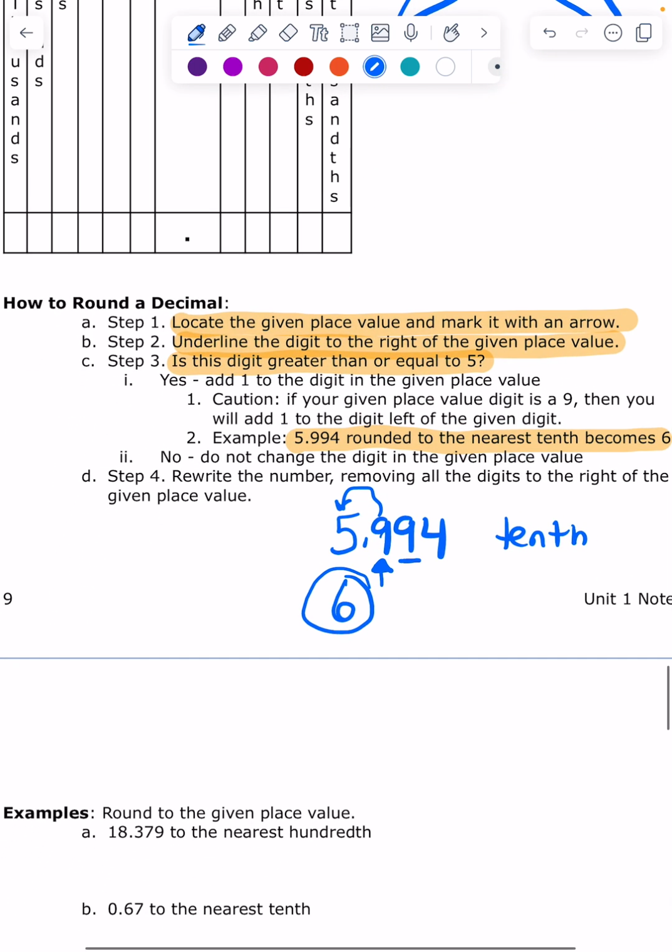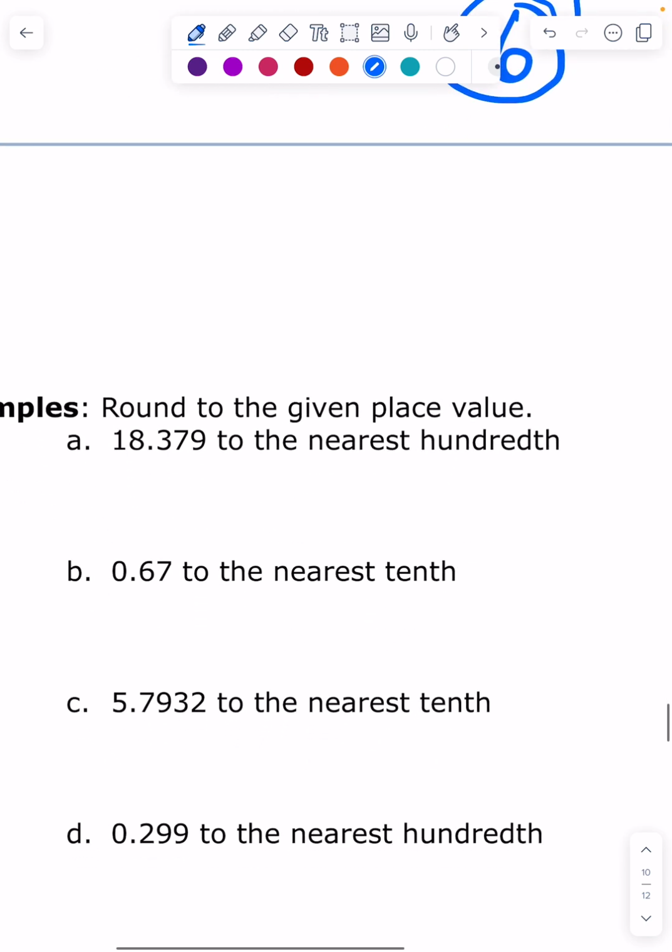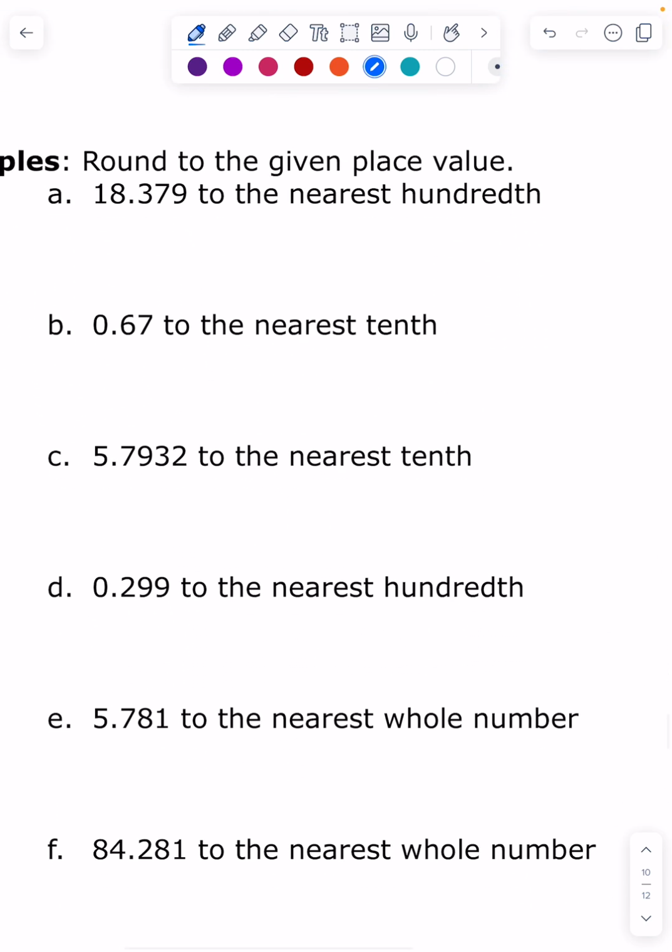But let's do some practice. Round to the given place value. A is 18.379 to the nearest hundredth. If we remember, the first one is always the tenths, and then it goes hundredths, thousandths. So hundredths is a 7. I'm going to put a little arrow, and then underline the 9 to the right of it. 9 is 5 or more, so I'm going to add 1 more. And this will become 18.38. That 7 gets bumped up to an 8.